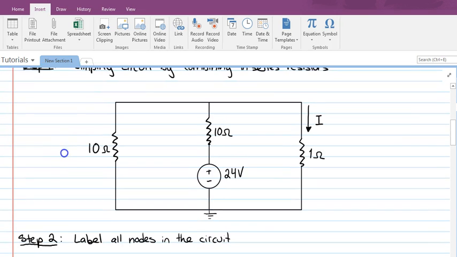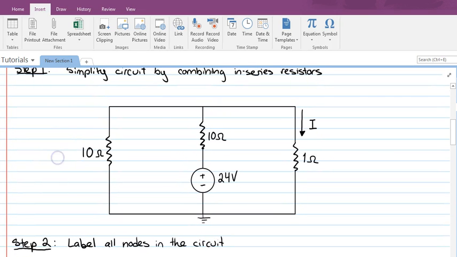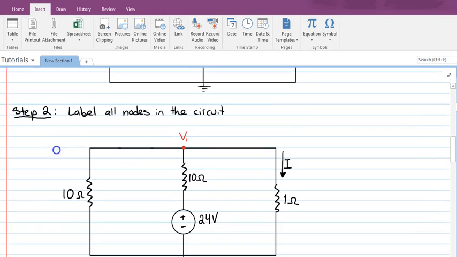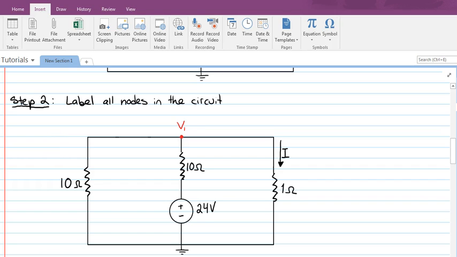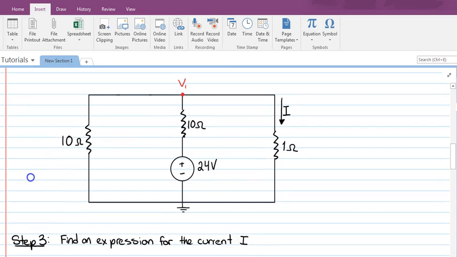Now what's the second step of the problem? The second step is we're going to label all nodes in the circuit, and this is what we do whenever we're doing node voltage analysis. We always label all nodes in the circuit. And that's what I've done right here in this redrawing of the circuit. I've labeled that top node, we'll call it node 1, and we'll label it V1 for voltage 1, which is the voltage at that node.